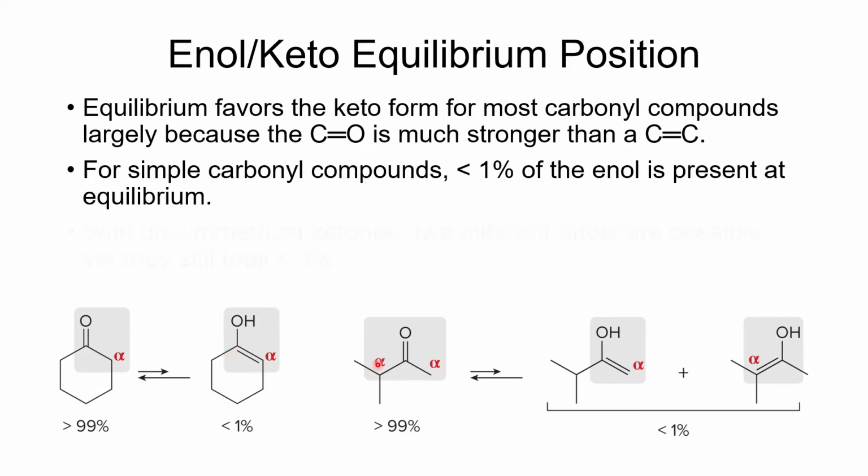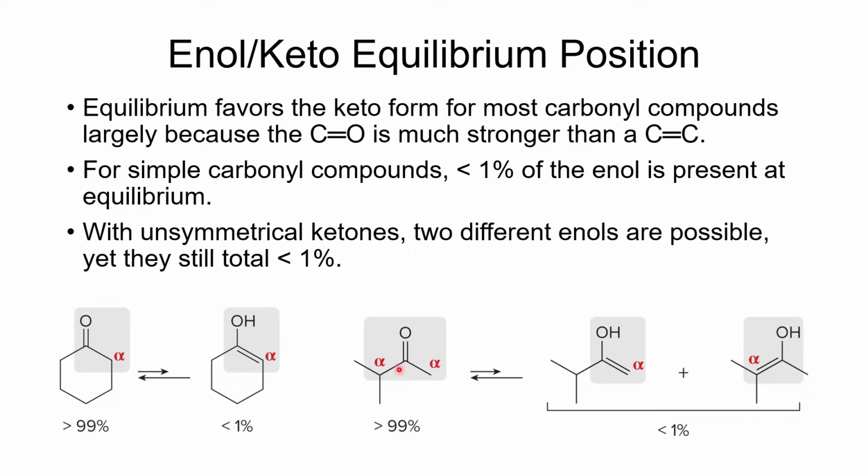And we'll find that even for this one with this unsymmetrical ketone, we do have two possibilities to form the enol, but the sum of those is still less than 1%. So it's a very small percentage.